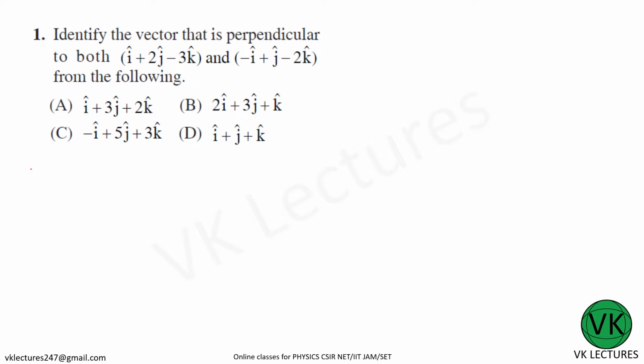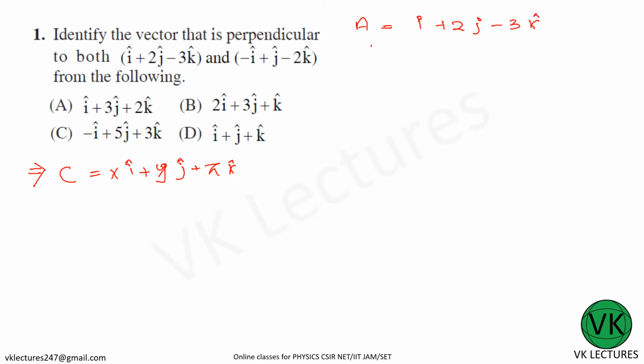Here the same question we can discuss in another way. The previous method that we used was the trial and error method. Now there is a direct method where we can simply write the vector C is equal to xi plus yj plus zk. This is any arbitrary vector. Then we have two vectors. One is A, which is equal to i plus 2j minus 3k, right?